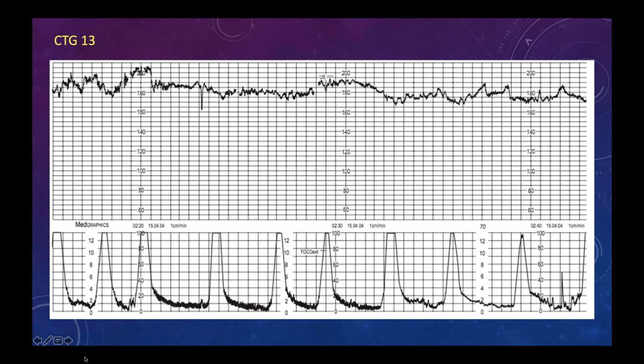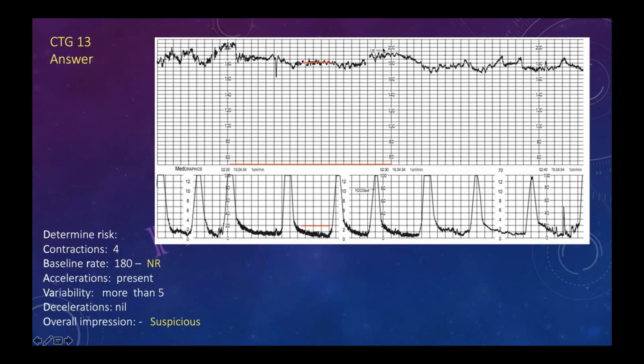Pathological. Okay. I put this under suspicious. Why? Because there is only one abnormal feature, no? This baseline heart rate only is high. Yes, there are no other features.